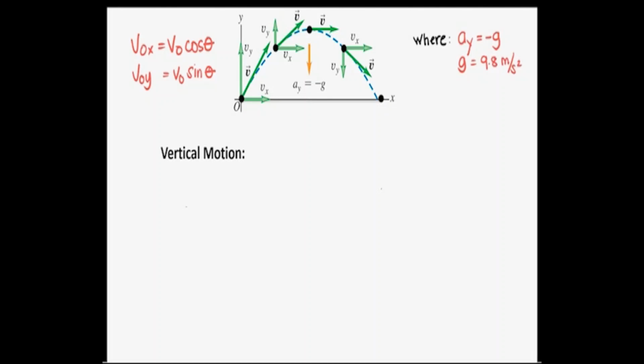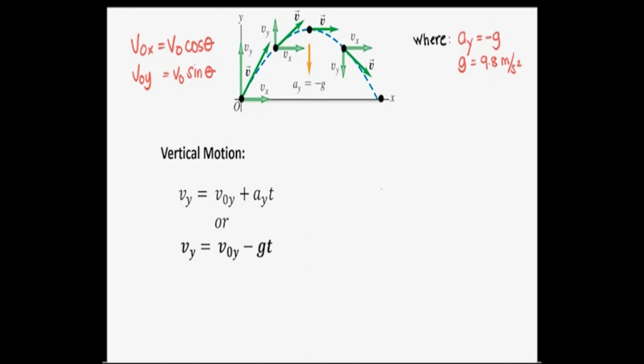Okay? How about the vertical motion? Remember that in vertical motion, acceleration due to gravity affects the motion. So let's start by deriving the formula for final velocity along the y-axis. Using equation number 1, v sub y is equal to v sub 0y plus a sub y t. Substituting the values that we have there, v sub y is equal to v sub 0y minus g times t. You can utilize this equation to calculate the final velocity at a given time.